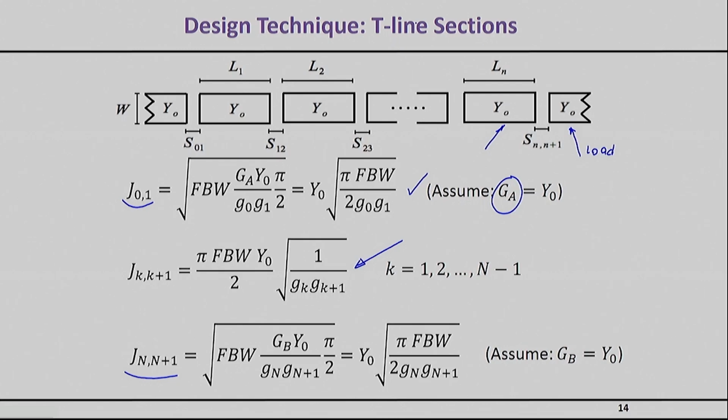Essentially, once I know my g's, which of course I will know because I know what filter I'm trying to design, for this particular example, I can immediately calculate the J's, and then that brings us to the last step, which is linking these J's to these gaps. Remember that those J's will be needed to compute the gaps between the resonators.